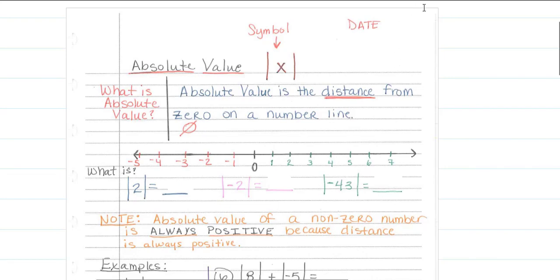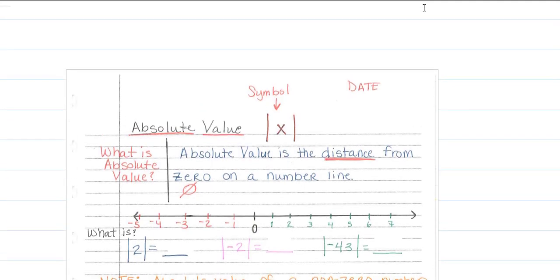Hello students, for today's video we're going to be going over two topics. The topic you want to put on your paper is going to be absolute value and additive inverse. Okay, so it's additive inverse and absolute value is your topic for today, and make sure you put today's date.